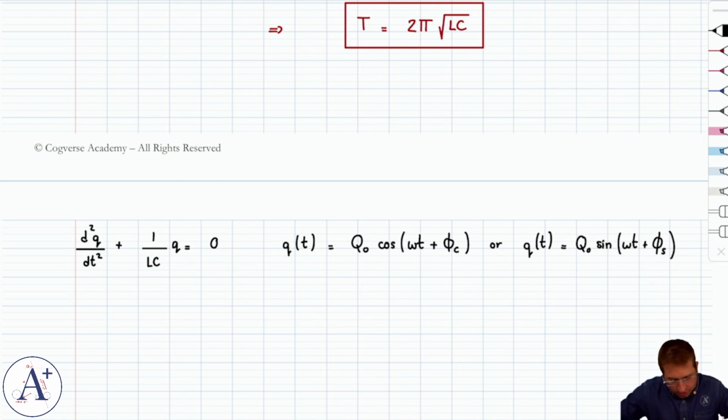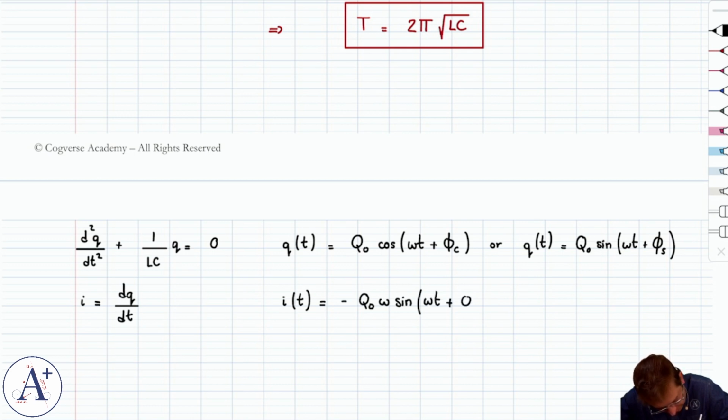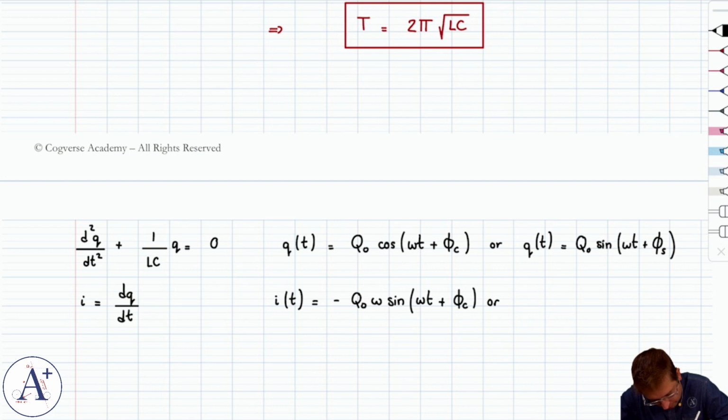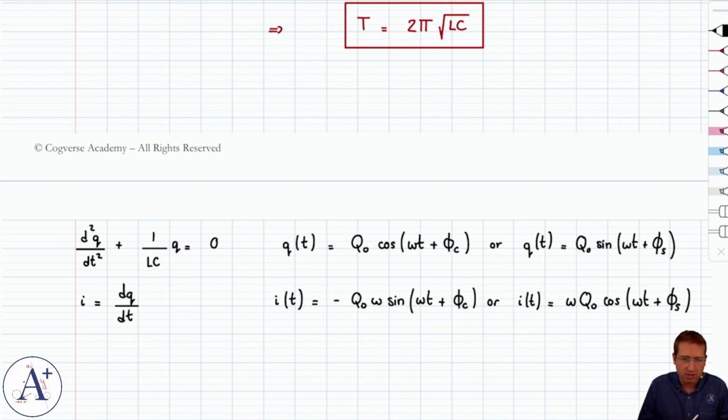Now recall, of course, that I is dq dt. So that means that I of t is equal to dq dt, and we get two different expressions depending on whether we start with the cosine version of q of t or the sine version of q of t. So here we're going to get minus q0 omega, don't forget the chain rule, sine of omega t plus phi sub c, or omega q0 cosine of omega t plus phi sub s. And of course, it doesn't matter. You can pick one of the two for Q of t. Once you have, though, just stick with your choice and be consistent.